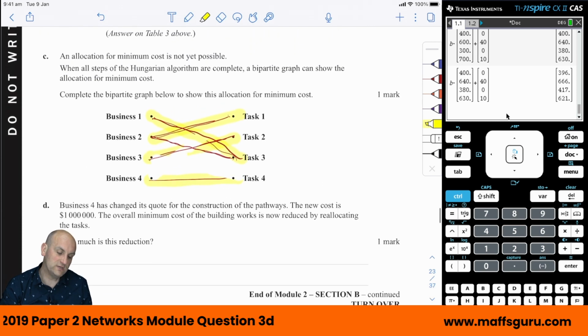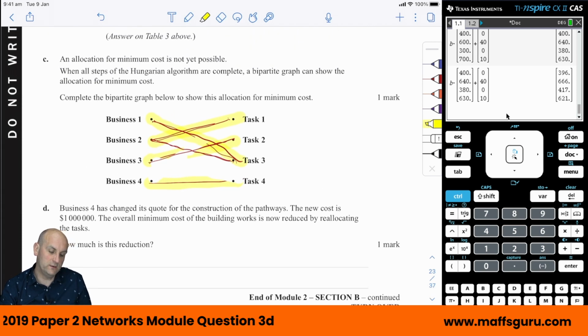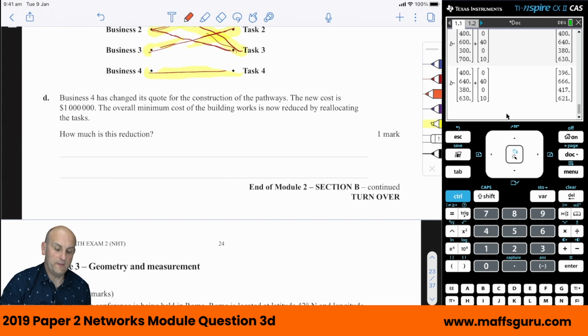Business 4 has changed its quote for the construction of the pathway. The new cost is $1 million. The overall minimum cost of the building work is now reduced by reallocating the tasks. How much is this reduction? Guys, I'm going to cop out on this one.